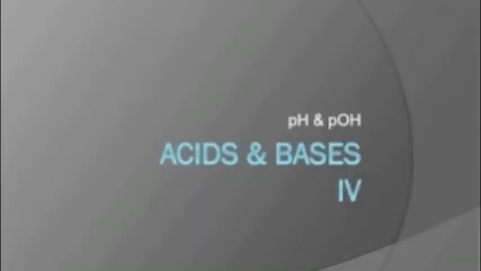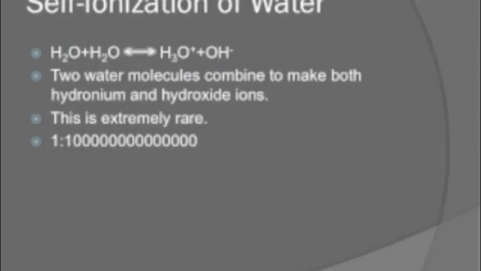Acids and bases, Part 4, pH and pOH. We'll start off by talking about the self-ionization of water. This happens when 2 water molecules react with each other to make 1 part hydronium and 1 part hydroxide. This is extremely rare and only happens every 1 to 10 trillion.